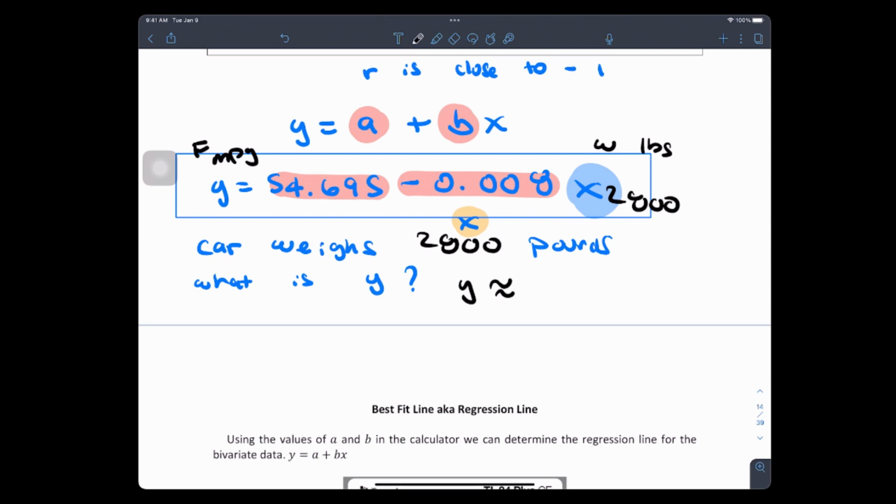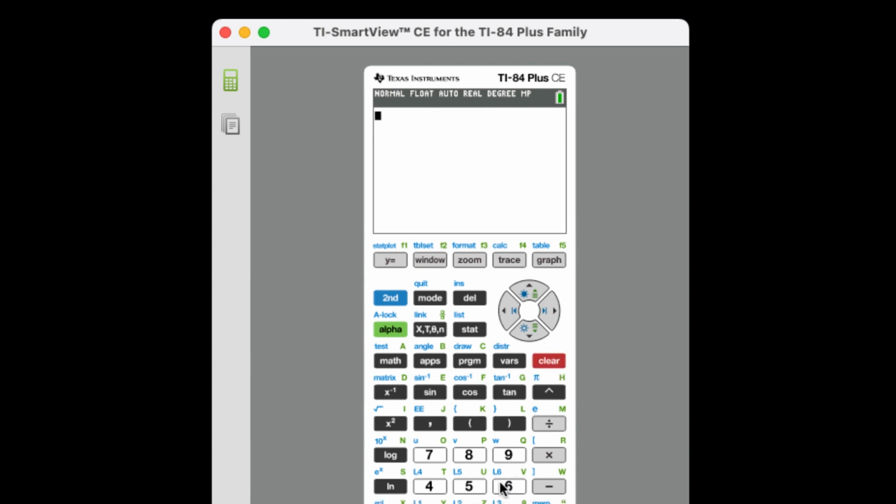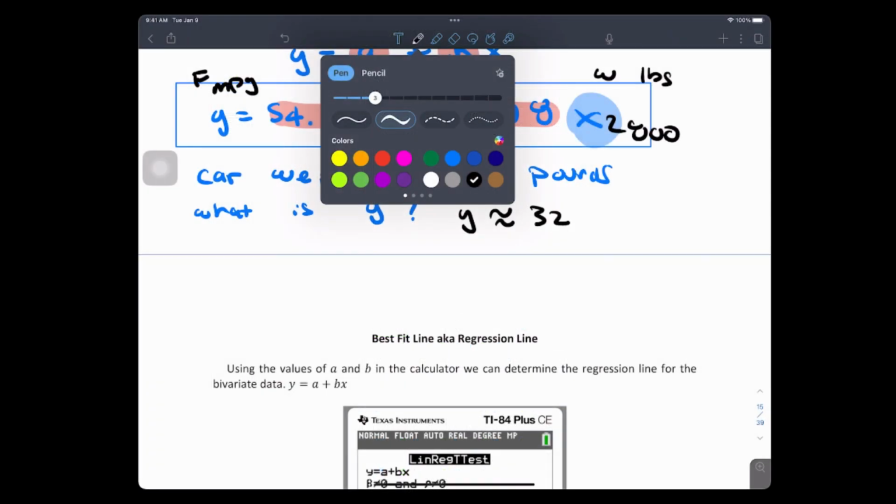So in your calculator again, we'll clear that out. We're going to put what? 54.695 minus 0.008 times the car weighs 2,800 pounds. Okay, go to the nearest whole number. What is this as a whole number? This is what? This is 32 what? Miles per gallon.